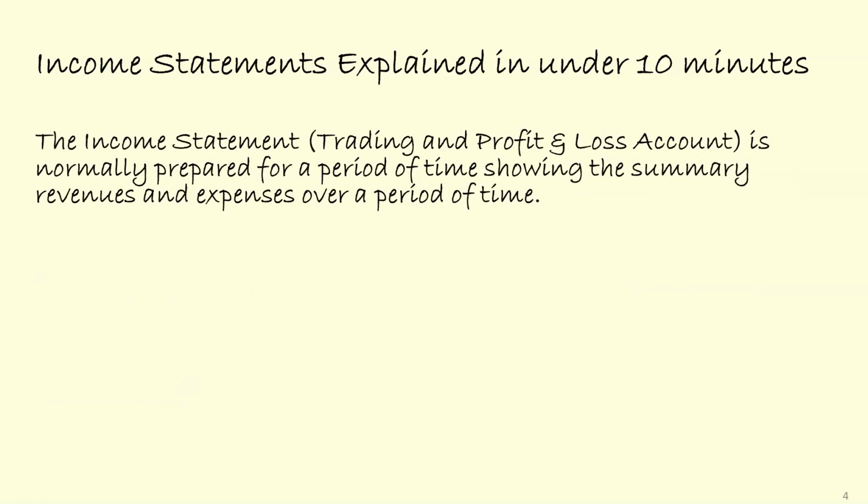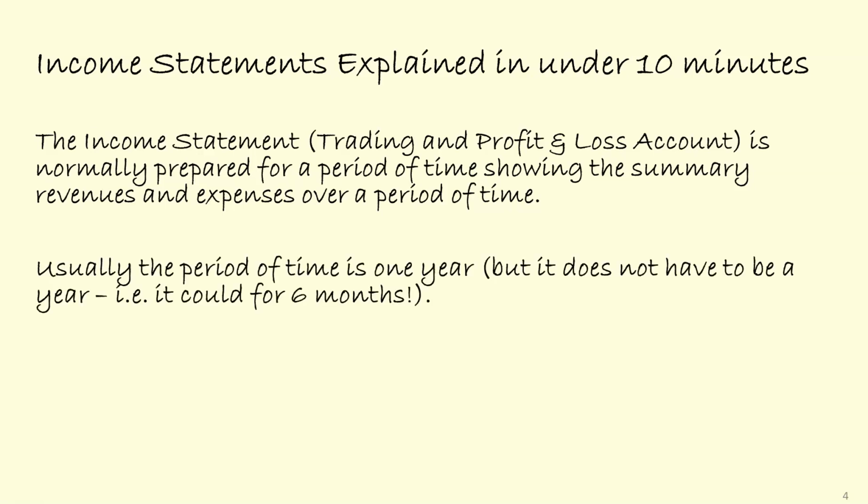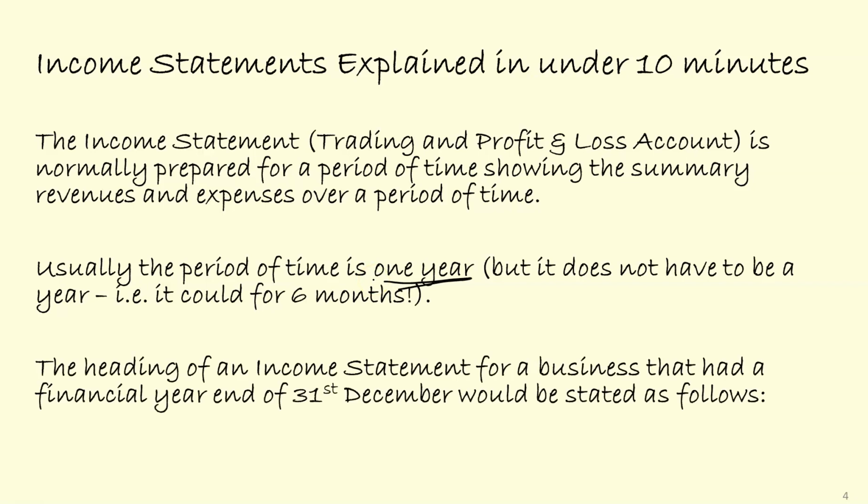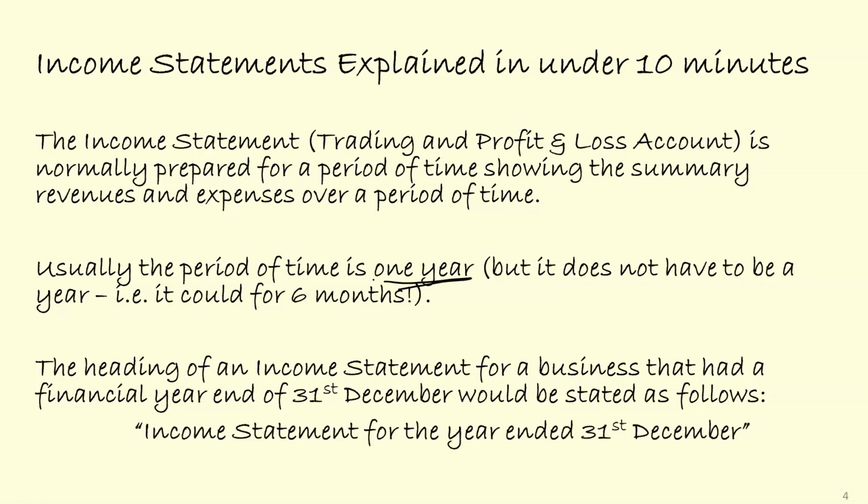The income statement, in other words the trading and the profit and loss account, is normally prepared for a period of time, showing the summary revenues and expenses over a period of time. Usually the period of time is 1 year, but it doesn't have to be. It could be for a period of 6 months. The heading of an income statement for a business that had a financial year ending the 31st of December will be stated as follows: Income statement for the year ended 31st of December.